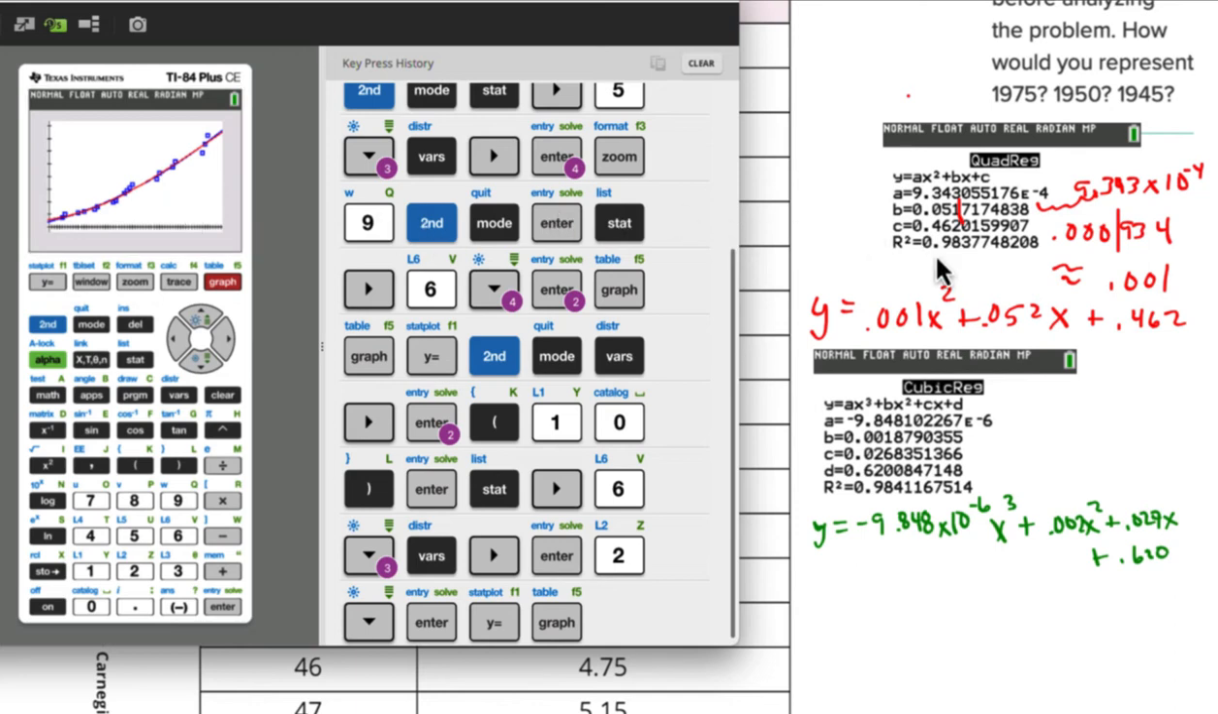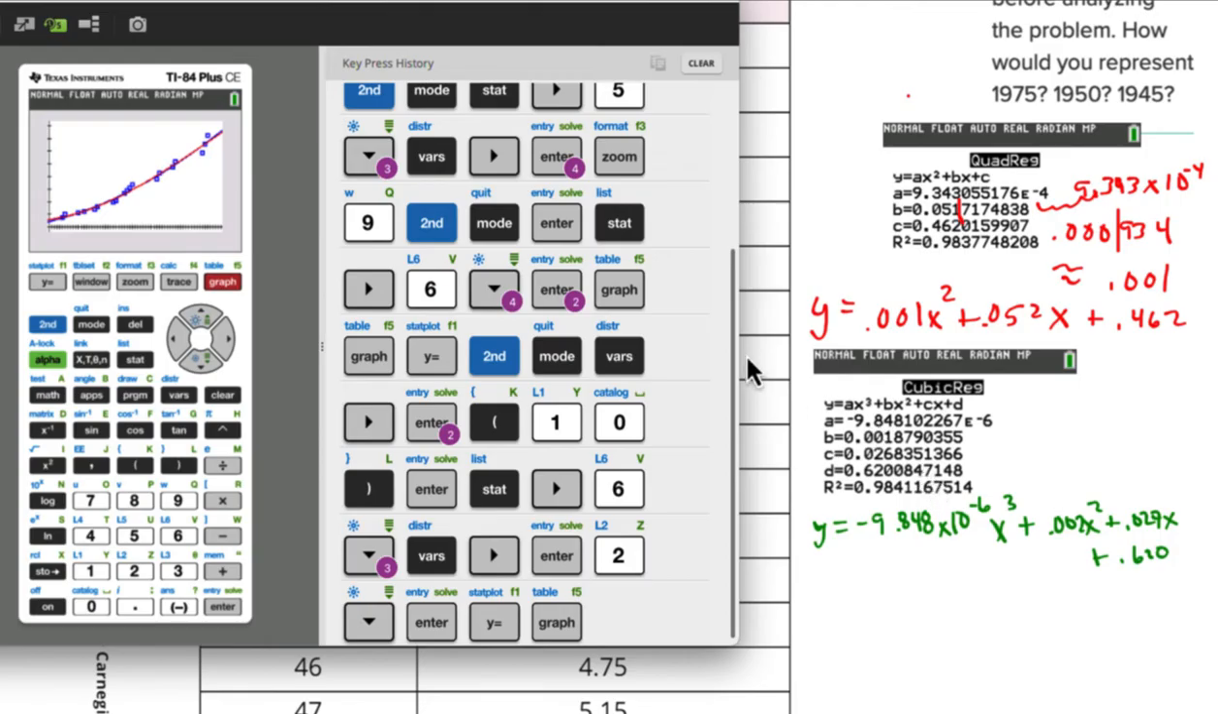Well, the way to figure it out is to look at r squared. This is 0.9837. This is 0.984. So it just barely wins. This is barely a better model. They're both very good, but this one is just a smidge better.